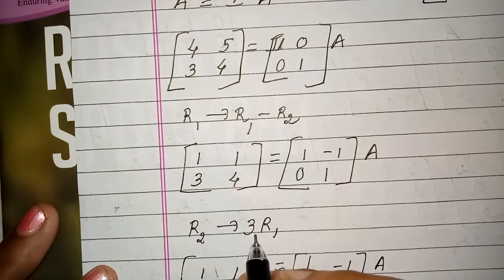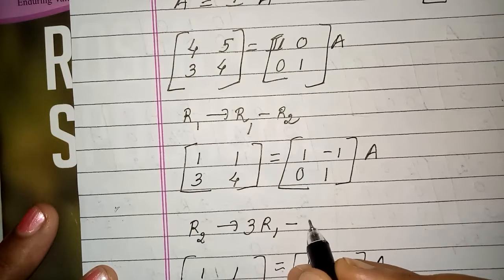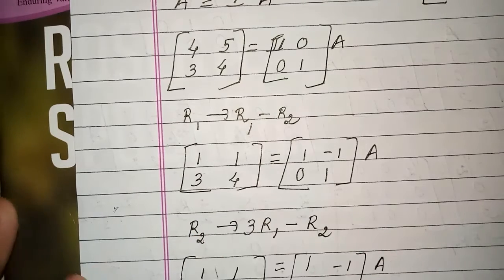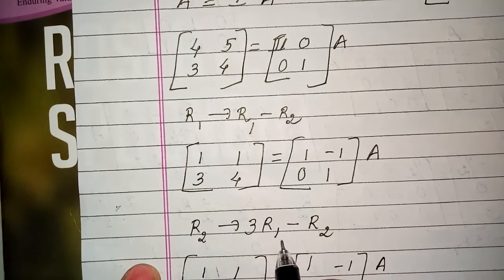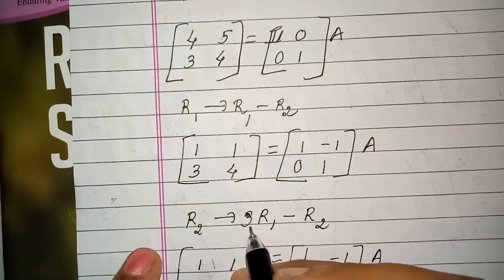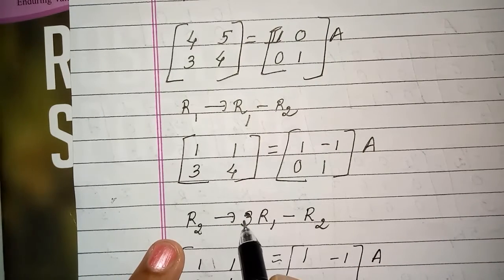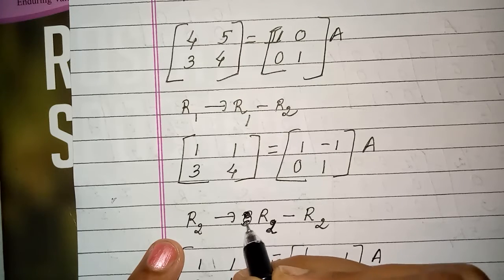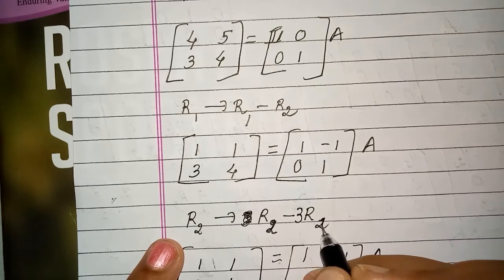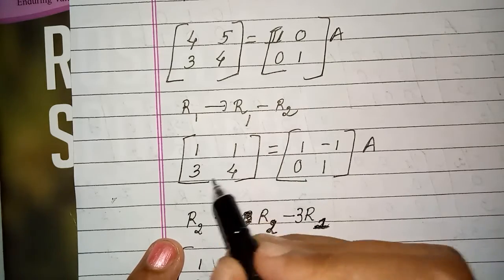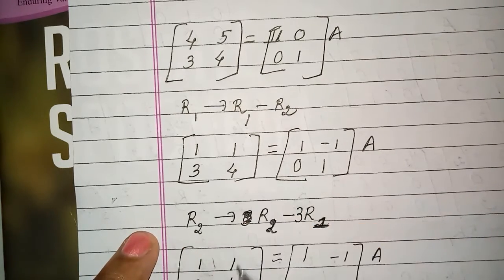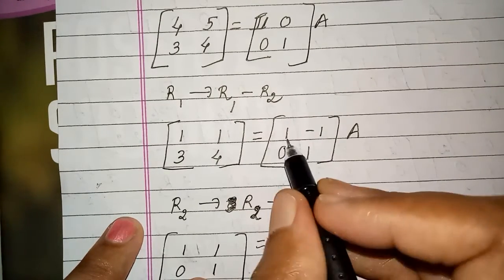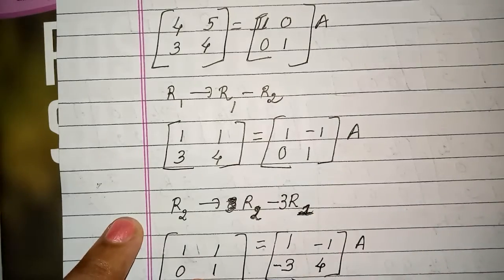Oh, I didn't write this. It should be in, you want the change in this, no? So you will write R2 minus 3R1. 3 minus 3, 4 minus 3. 0 minus 3. Okay, 0 minus 3, 1 plus 3, 4.